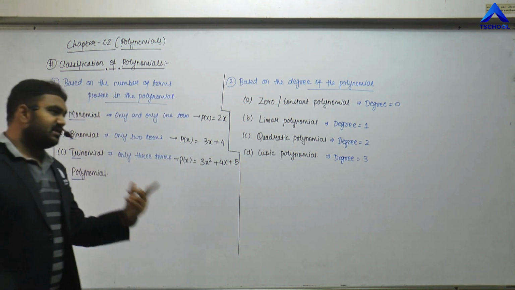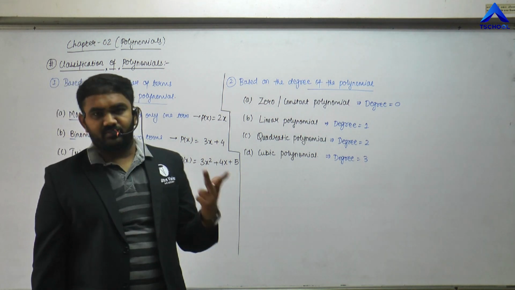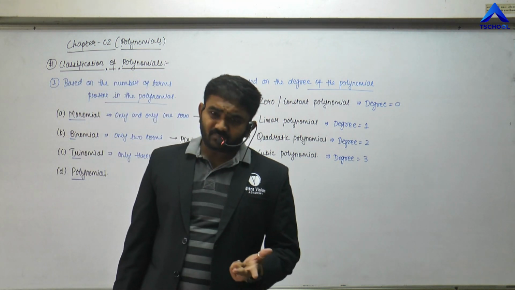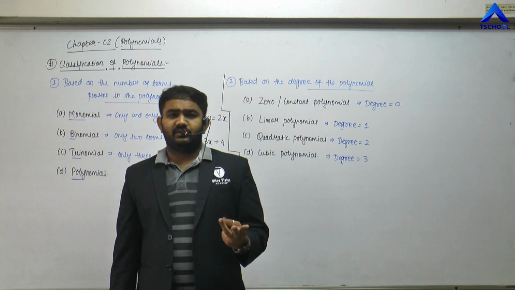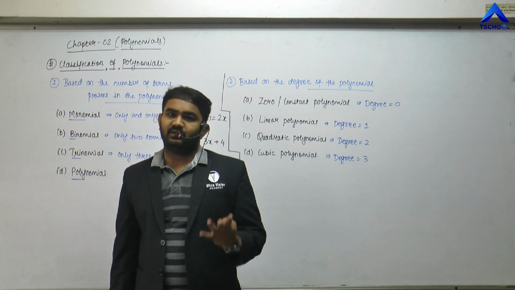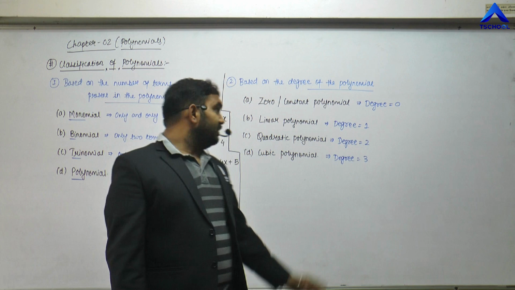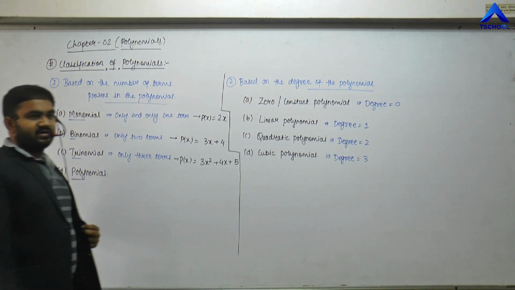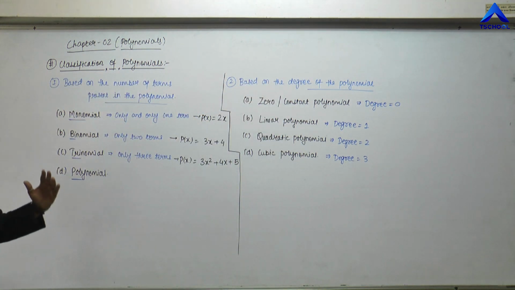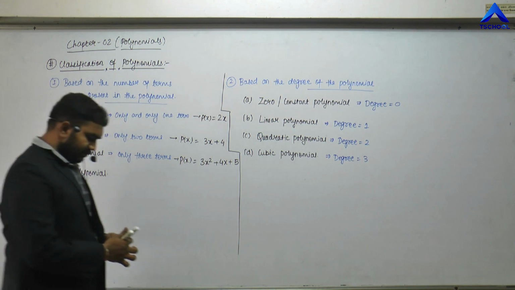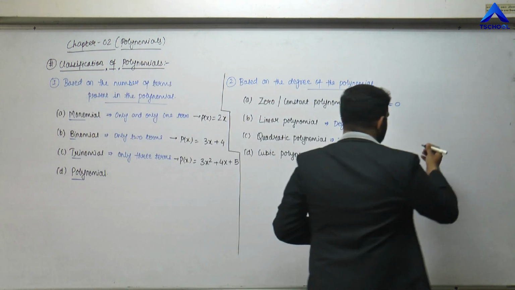These are the classification. The first one is a zero polynomial or a constant polynomial. The second one is a linear polynomial. The third one is a quadratic polynomial, and the fourth one is a cubic polynomial. So these are the classification of the polynomials based on the degree of the polynomial. Let me write down one example of each of these.